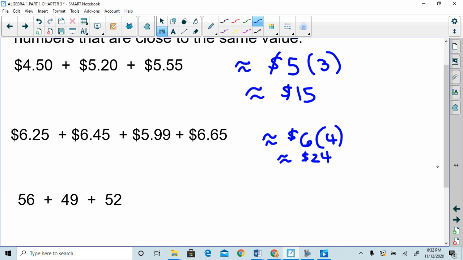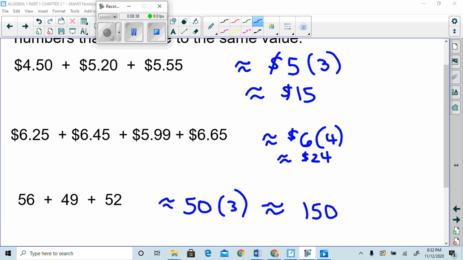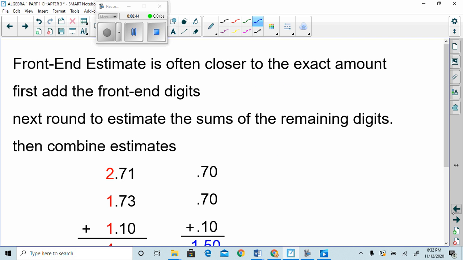Here's one more. I have 3 values here, and I'm looking to see where they all cluster around, and they all cluster, or they're all approximately equal to 50, give or take, and there are 3 of them. And in this case, this is approximately equal to 150. And you can go ahead and do the addition to see if it's reasonable, but I'm pretty sure that you'll find that it is. Now I'm going to stop there, but there is one more type, and that's called front-end estimate, and this is even closer to the exact amount, and we'll look at this one in our next class.